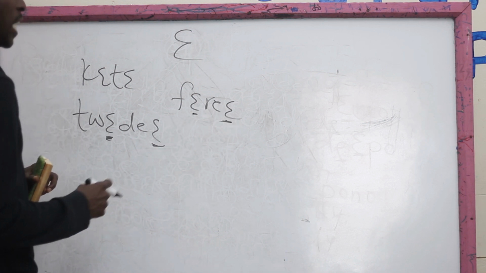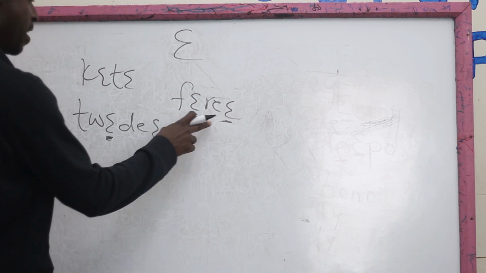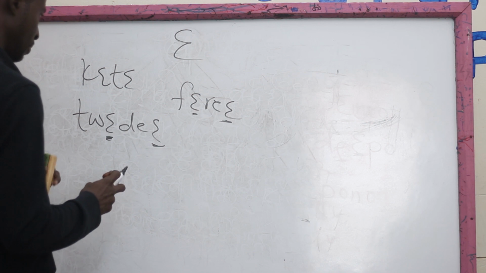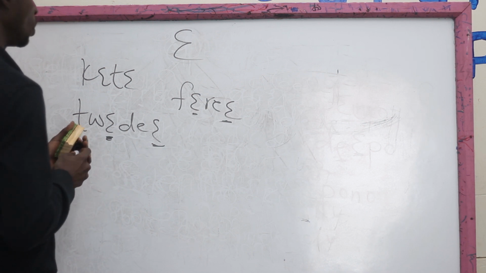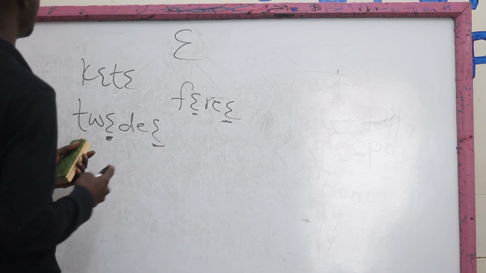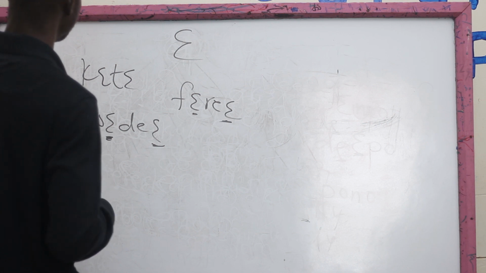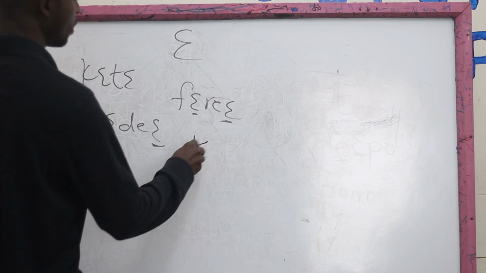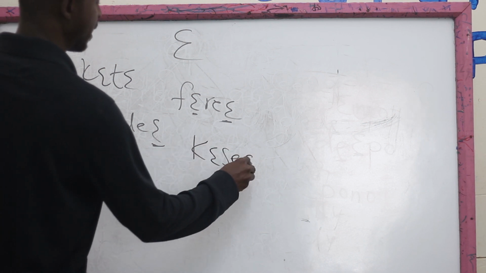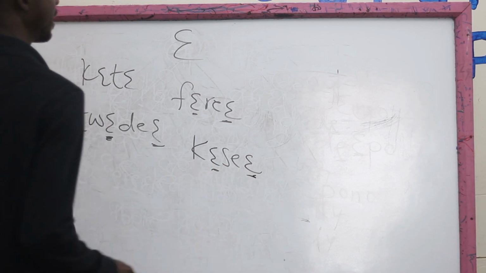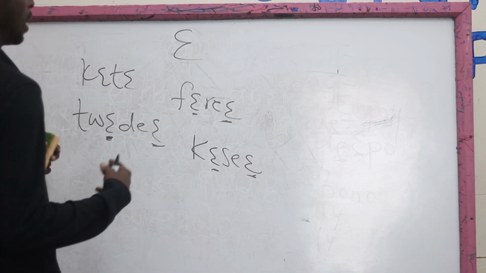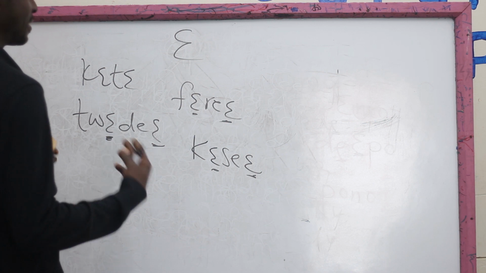Ferie, shyness. Just know the pronunciation and how we write these sounds. Kesie. Kesie is big or large.